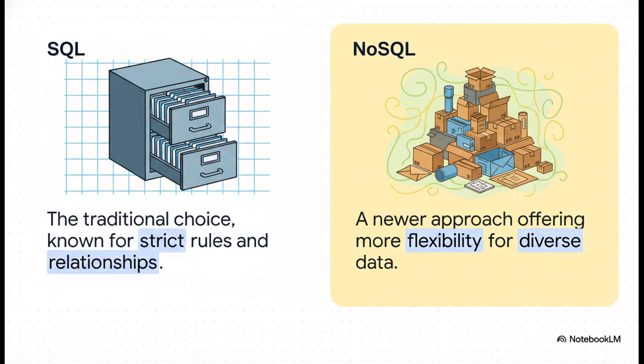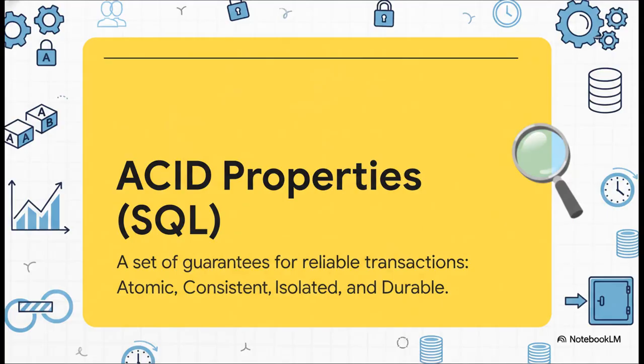On the other side, you've got NoSQL. This is the new school, a much more flexible approach that was literally designed to handle the huge, sometimes messy datasets of modern apps. Now, what makes SQL databases so trustworthy is this thing called ACID. It's an acronym that stands for a set of guarantees. It basically means that when you save data, it's all or nothing. The data always follows the rules. One transaction won't mess up another. And once it's saved, it is saved. For something like your bank account, this is absolutely non-negotiable, right?